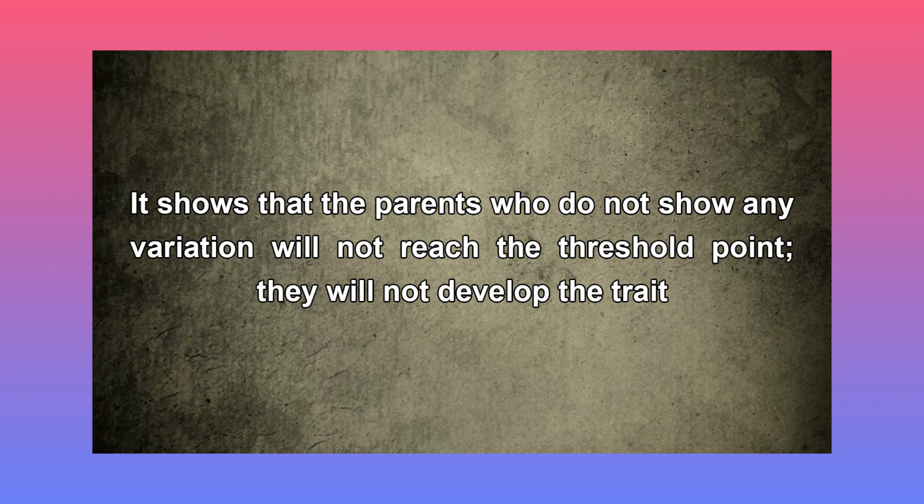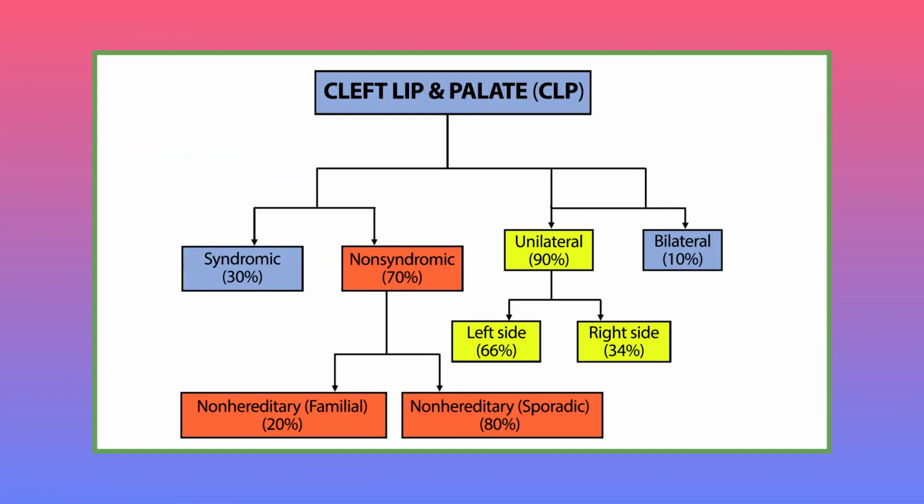They will not develop the trait. In the affected individual, the factors contributing to this trait reach the threshold point. When the threshold is increased, the trait will be more severe. Hence, cleft lip and cleft palate come under the multifactorial diseases with discontinuous variation.